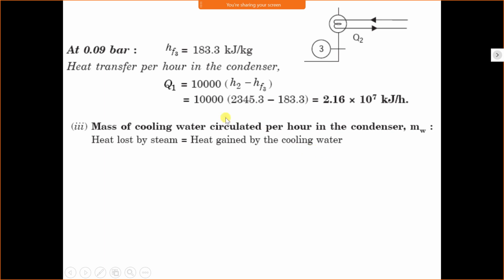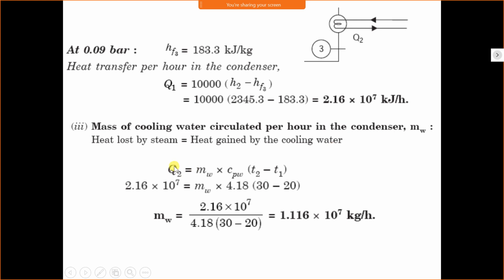Heat lost by the steam is Q1, and we have to equate it with the heat gained by the cooling water. Therefore, Q2 is equal to m Cp delta T of water: mass of water, specific heat of water, and change in temperature of water. Q1 is 2.16 into 10 to the power 7 kilojoule per hour. I am writing mass flow rate in kg per hour. Whatever mass flow rate you get will be in kg per hour. Mass of water we have to calculate.